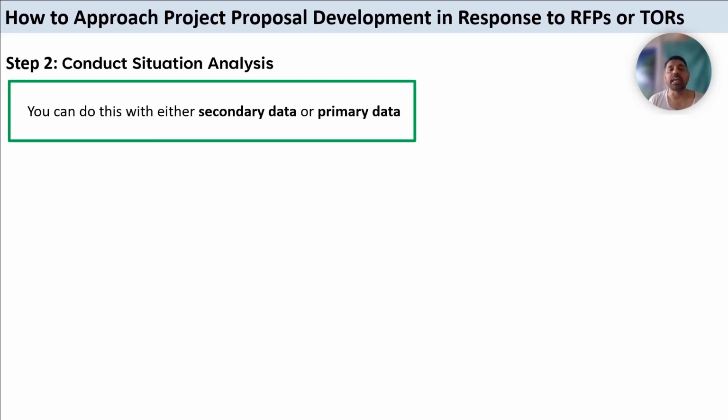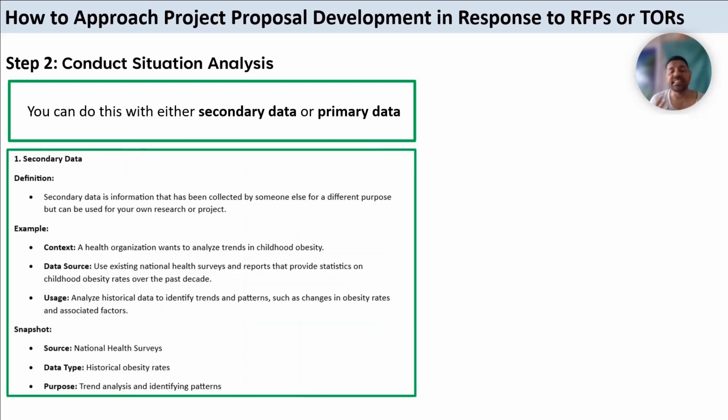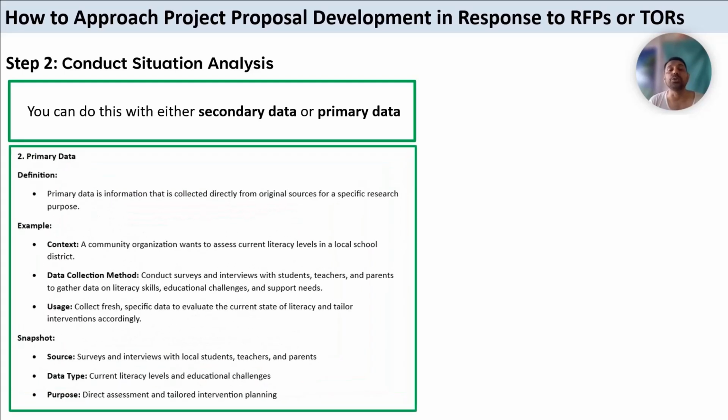If you don't have many resources, you can collect secondary data, the data which is already available in different reports and with different organizations, or you can collect primary data. That would need you to train data collectors and then deploy them in the field, collect the data, and then analyze the data to understand the specific condition and the needs related to that project.